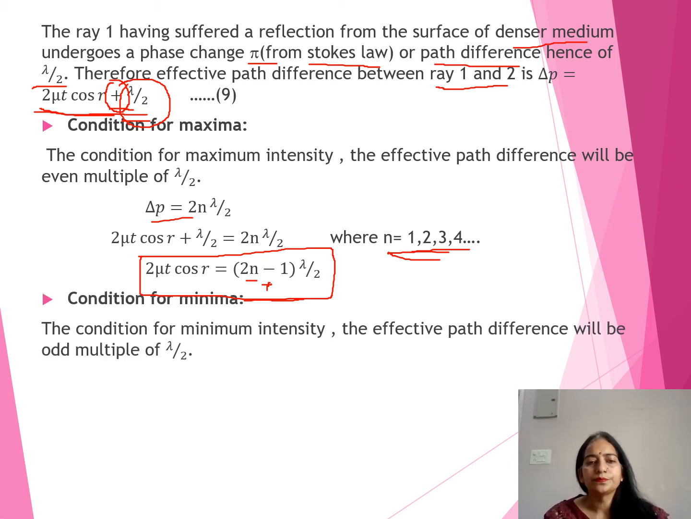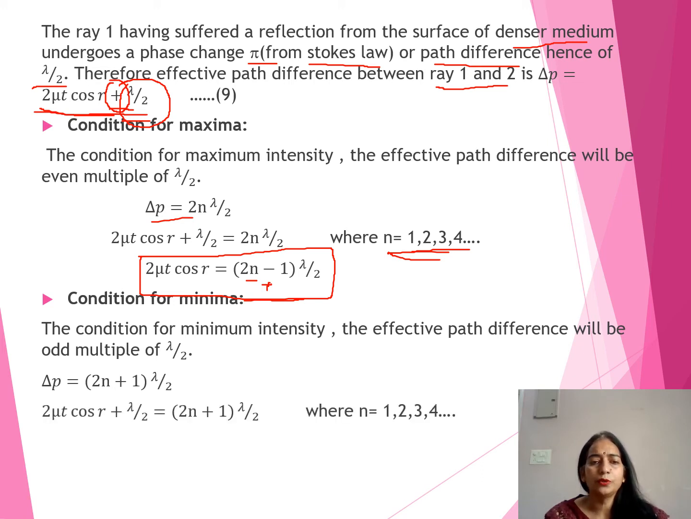So the condition for minimum intensity: the effective path difference is an odd multiple of lambda by 2, that is delta P equal to (2n plus 1) lambda by 2, or 2 mu t cos r plus lambda by 2 equal to (2n plus 1) lambda by 2, or 2 mu t cos r equal to 2n lambda by 2. This is an even multiple term. So for minimum intensity, 2 mu t cos r equal to 2n lambda by 2. For maximum intensity, 2 mu t cos r equal to (2n minus 1) lambda by 2.